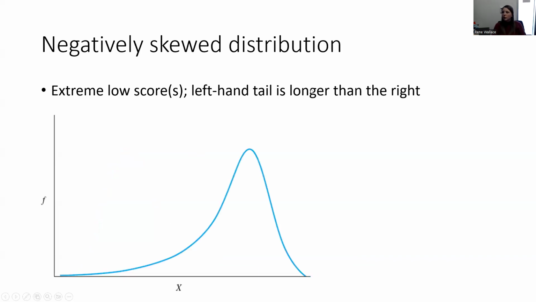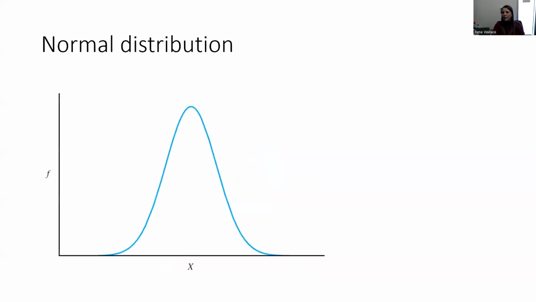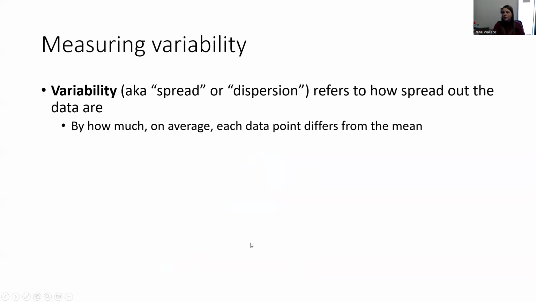Extreme low scores result in the left tail being longer than the right. Skews it negatively. And then here's our normal distribution, right? A nice, beautiful little bell curve that only has a little bit of tail on each side, but no skewness.